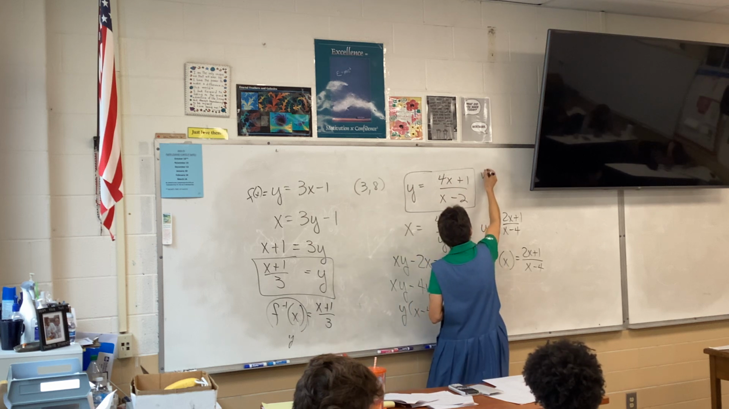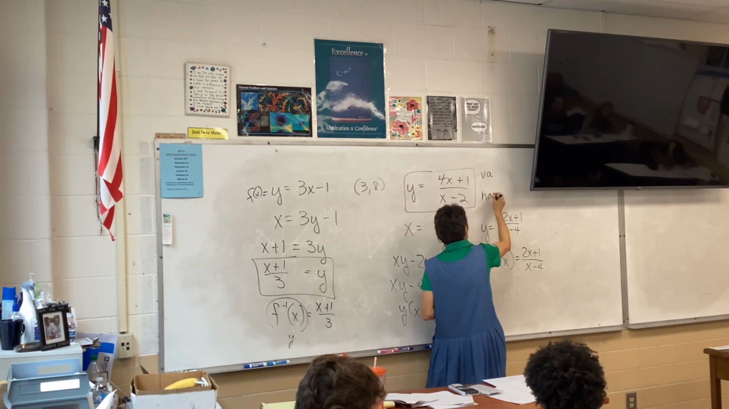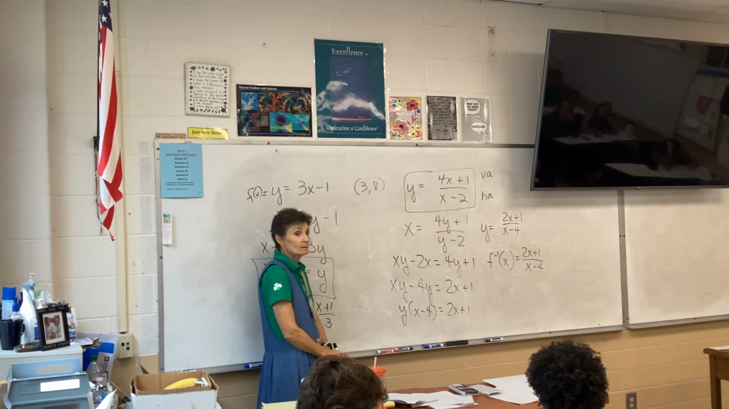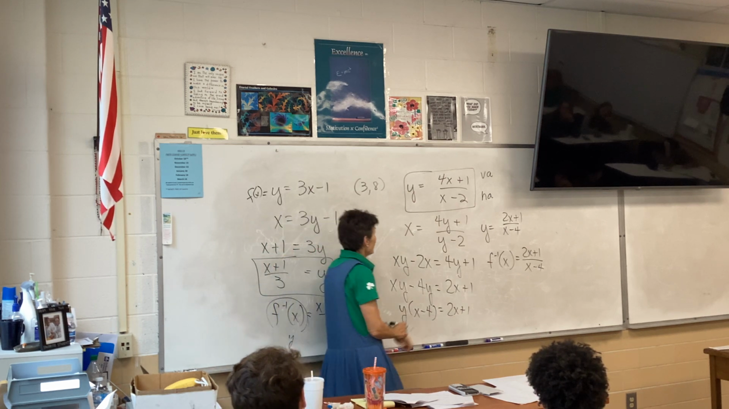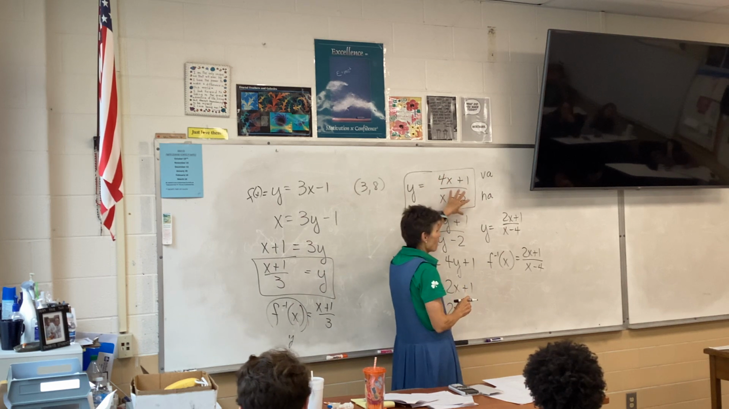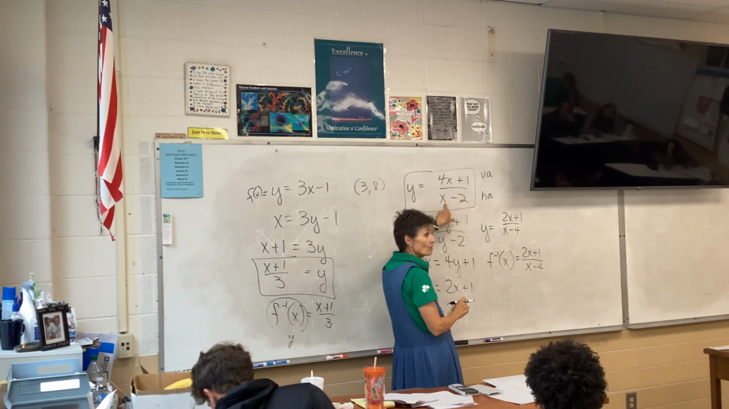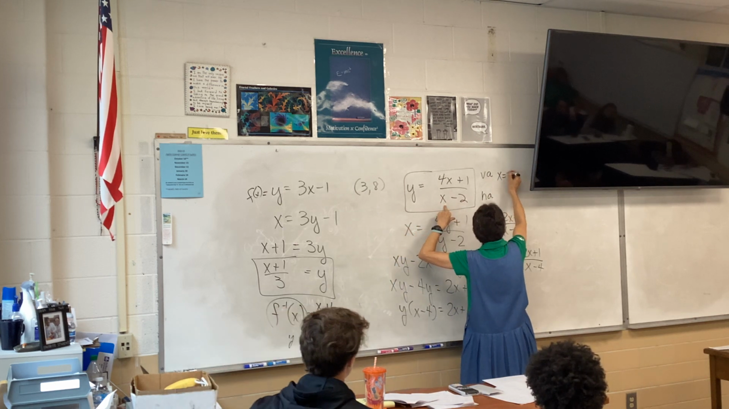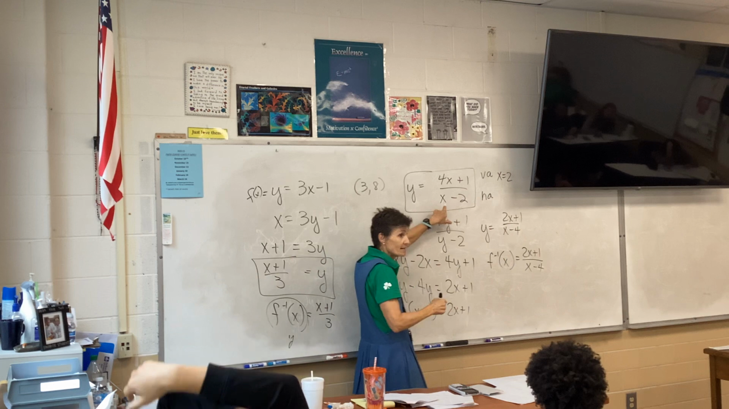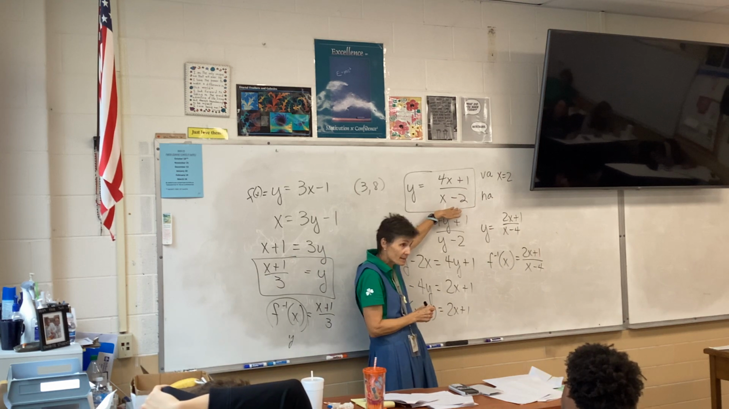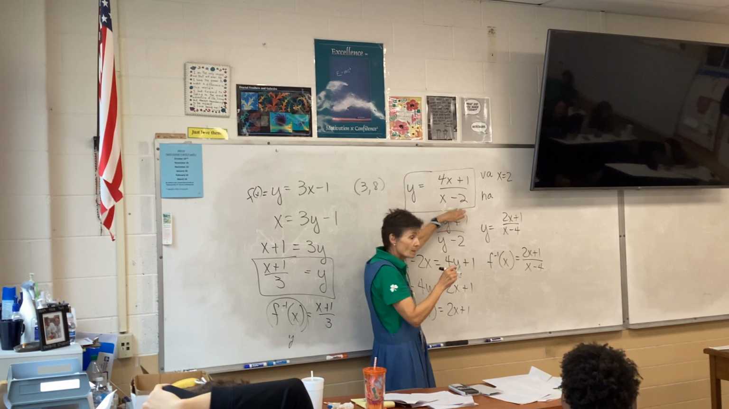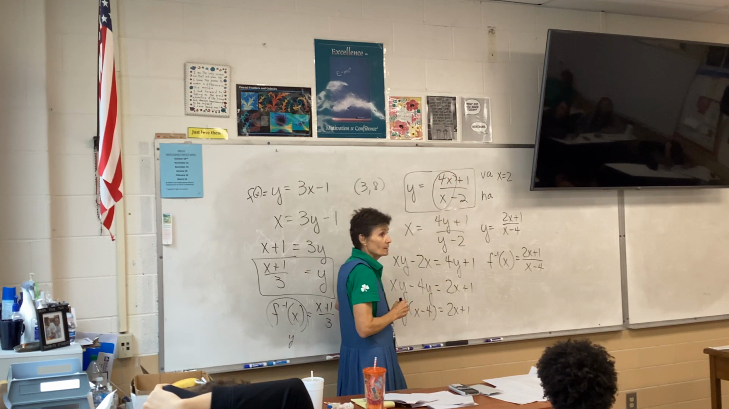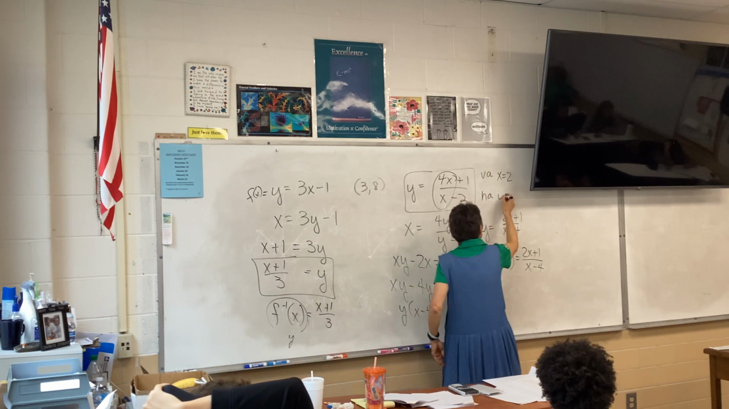Tell me about the vertical and horizontal asymptotes of the original problem. Vertical asymptote is 4. Y equals 4. Vertical asymptote, I'm talking about this problem right here. The vertical asymptote is x equals 2, because vertical asymptotes are cannot-be's, and x cannot be 2. The horizontal asymptote is y equals 4.